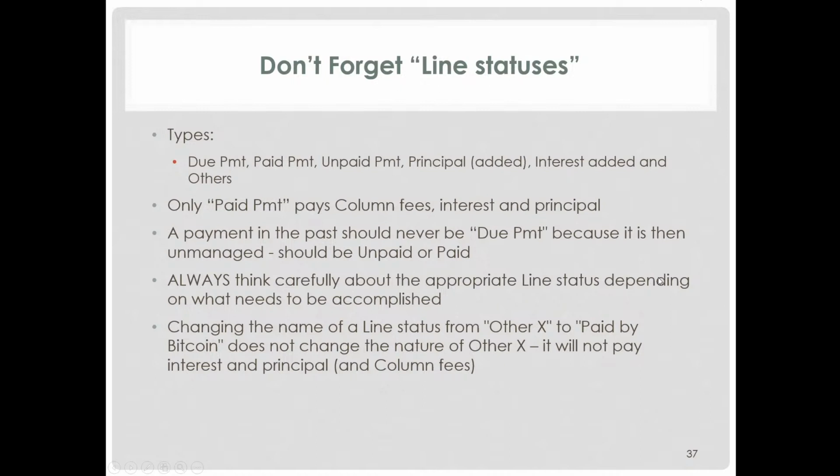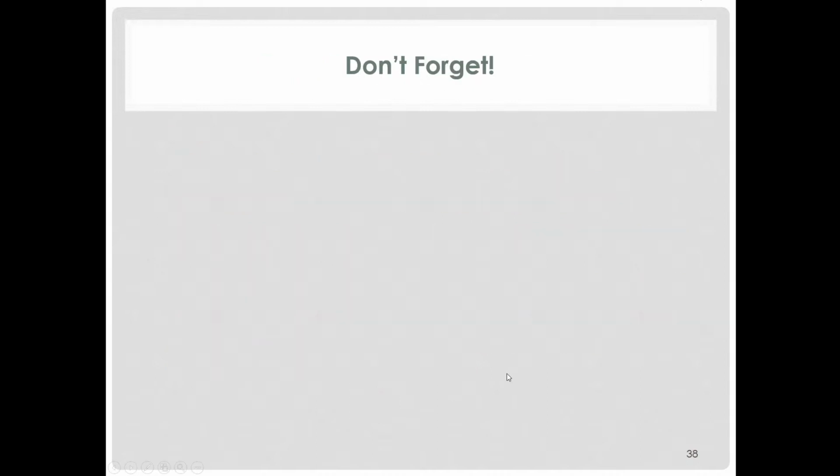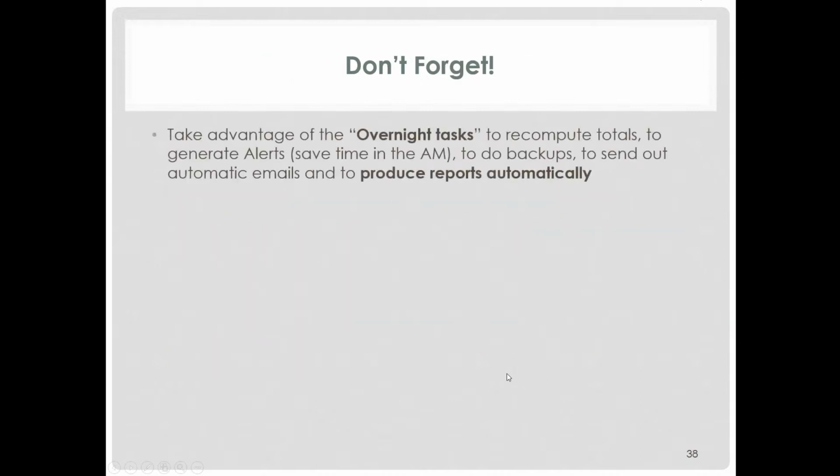And if you are to add a new line status, always make sure your equations factor in this new line status and your reports. If you create a new line status called paid by Bitcoin, but it's not in your reports, it won't appear in your reports, period. So you'll be missing everything that was paid by Bitcoin. So line statuses are critical, but they must be used carefully. Okay. There you have it with my line statuses.